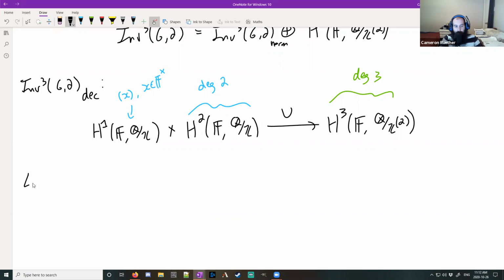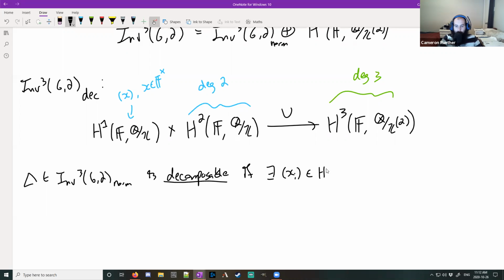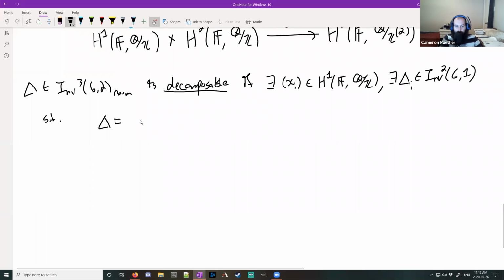So the actual definition is that delta, which is normalized, is decomposable if there are some xi in here and some degree 2 invariants, which I'll call delta i of G, such that we can just write delta as a sum over i of this cup product.